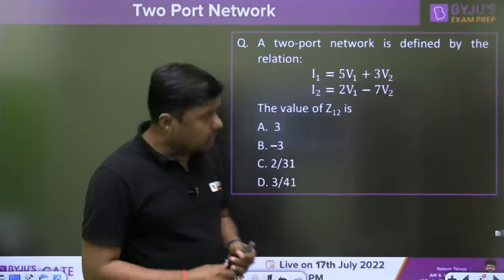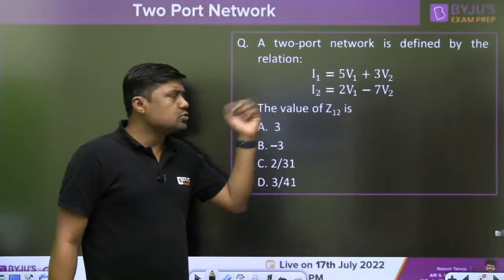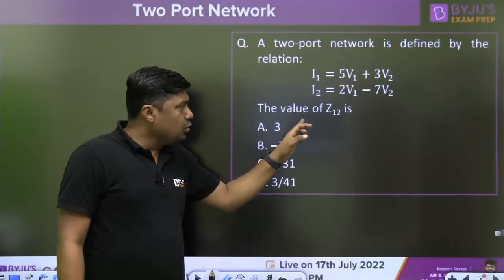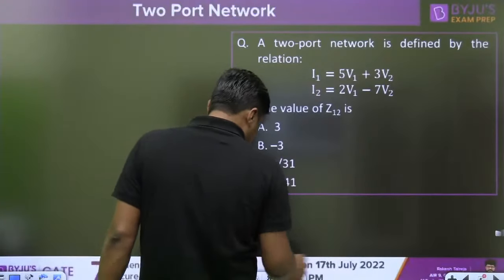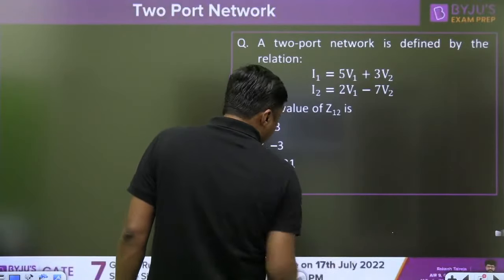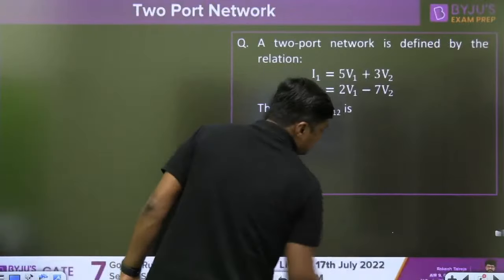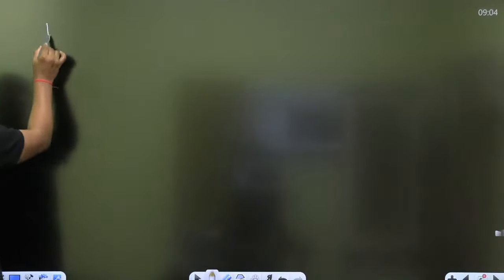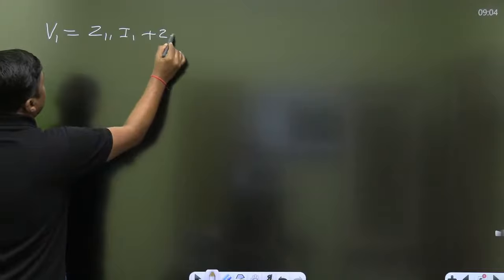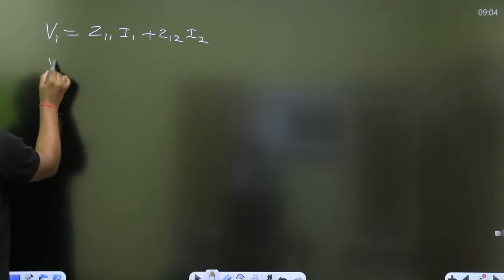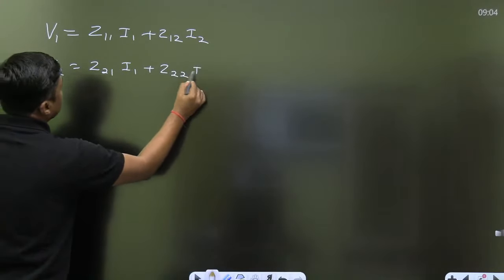Now a two-port network is defined by the relation. For example, if this question is given here, and the value of Z12 is asked, then how to solve this question? Always remember how to find the Z parameters. First of all, write what the Z parameter actually is. V1 is equal to Z11 I1 plus Z12 I2, and V2 is equal to Z21 I1 plus Z22 I2.